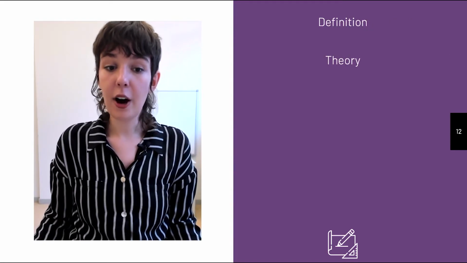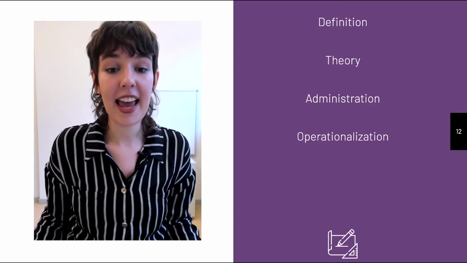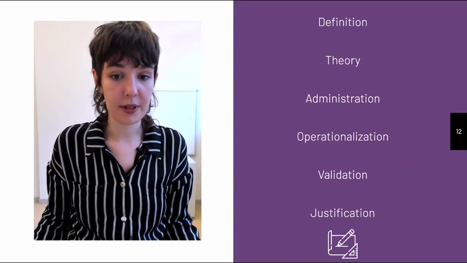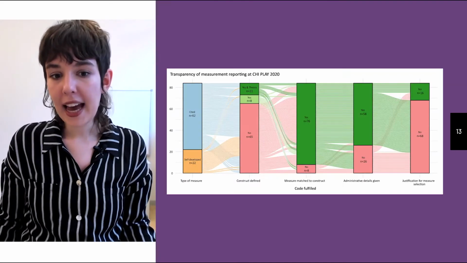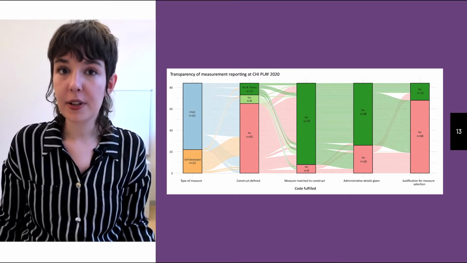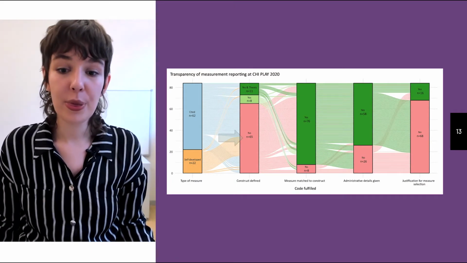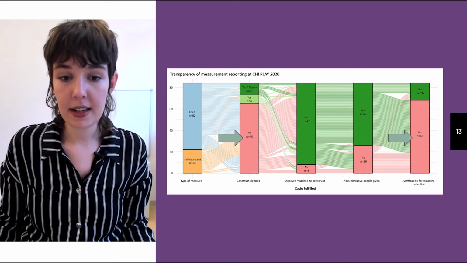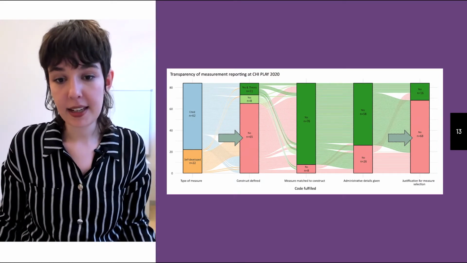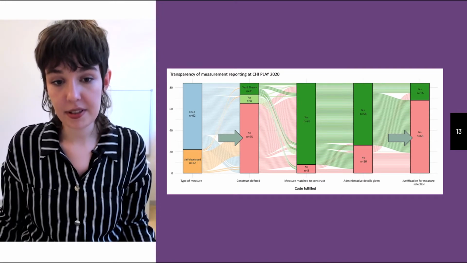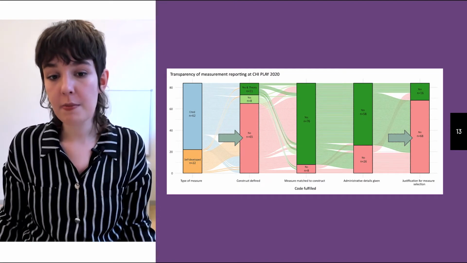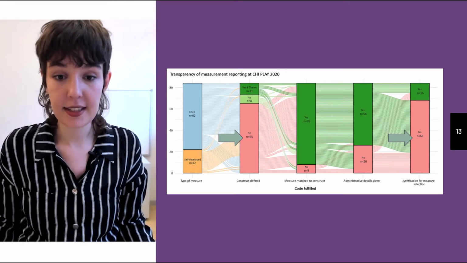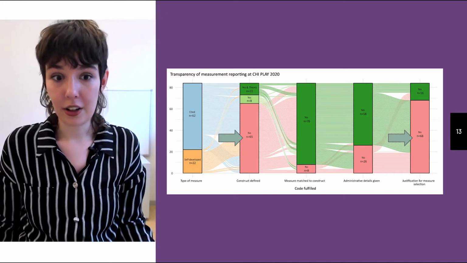In short, when using survey scales to measure, researchers have to report on definition, theory, administration, operationalization, validation, and justification of a measurement used. However, when we analyzed the Chi-Play 2020 papers, we found that neither the what nor the why were commonly transparently reported. This has potential implications of the findings of these papers. We are not saying that the used measurements are not valid because of this, but rather that we cannot know.